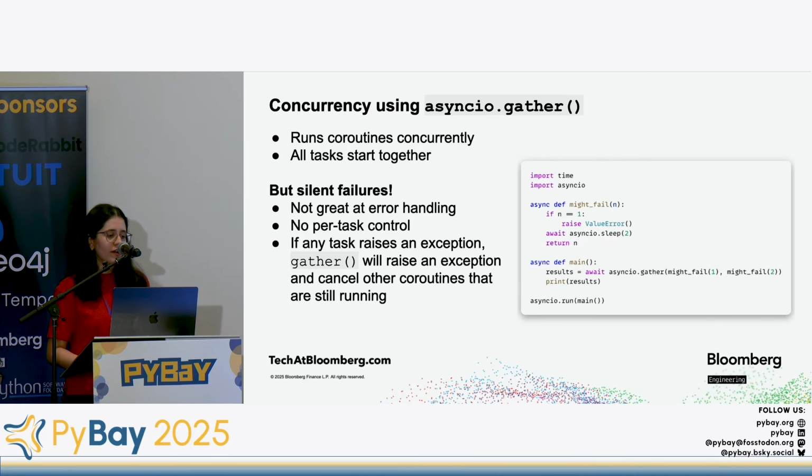So we just saw concurrency using asyncio.gather. It allows us to run your coroutines concurrently, and all tasks start together. But there's one issue when using gather, which is silent failures. So it's not very great at error handling, and there's no per-task control. For example, if you look at this code, for n equal to 1, this is going to raise a ValueError, and this code is also going to fail for n equal to True. So if any task raises an exception, gather will raise an exception and cancel all of the coroutines that are still running.